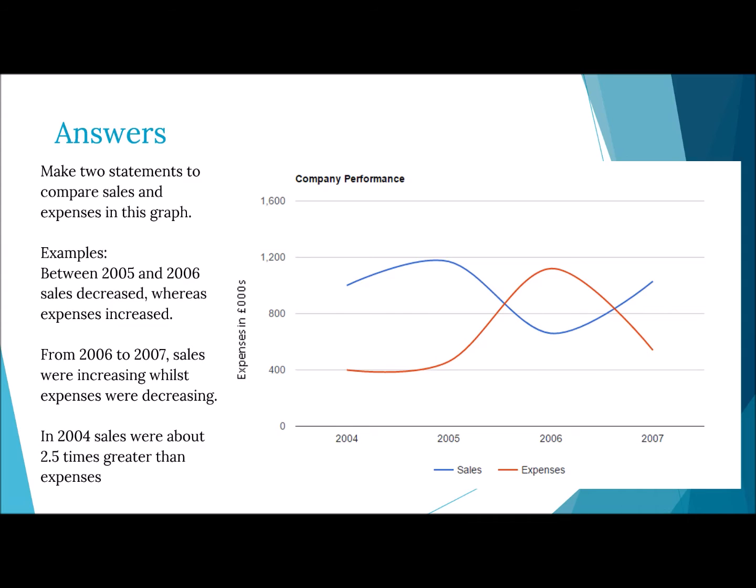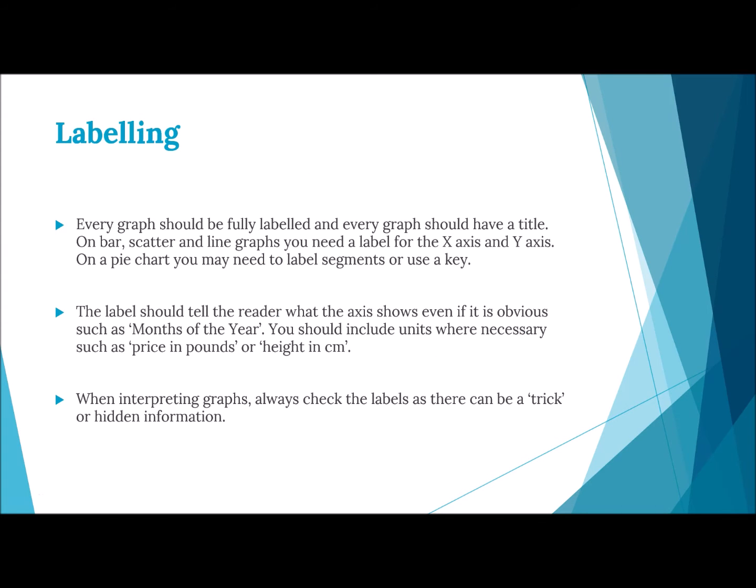Let's look a little bit further at this one in terms of labelling. Whenever you're drawing a graph, you have to make sure it is fully labelled. I always say this a few times, there'll always be someone in the exam who loses marks because they don't label their graph. By labelling, I mean it must have a title, and on bar, scatter and line graphs, there should be a label, like a mini title, for the x-axis and for the y-axis.